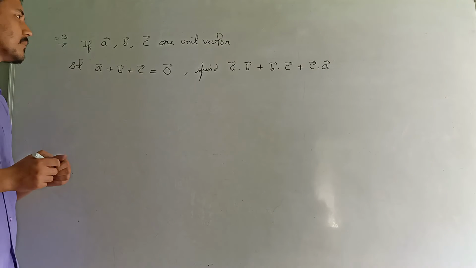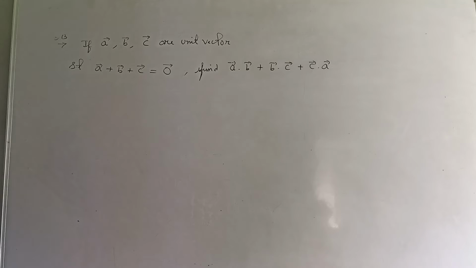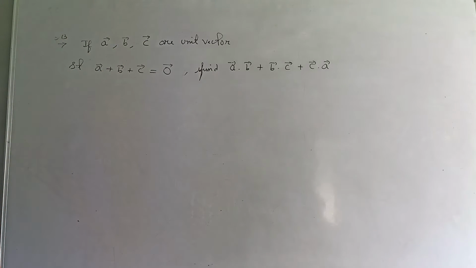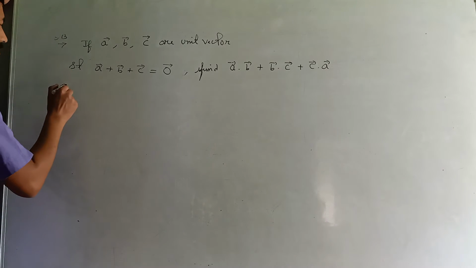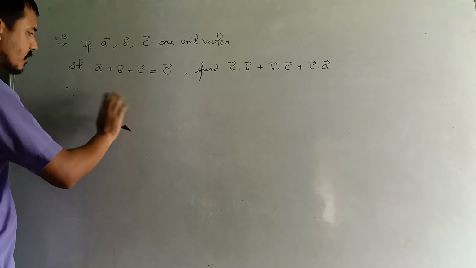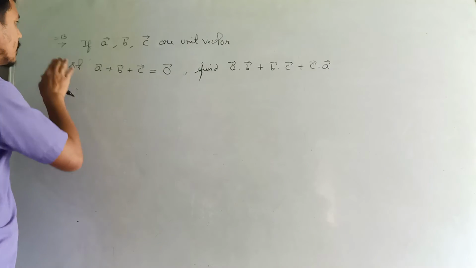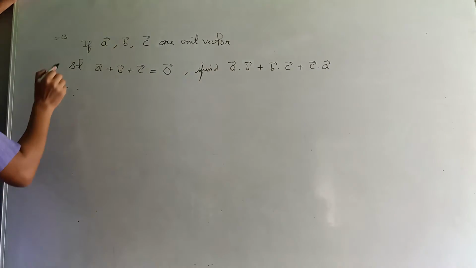Okay. There are two given conditions here. All the three vectors are unit vectors, right? Since I'm not going to write any sentence, but in examination it's very important for you to write. So let me start my solution.